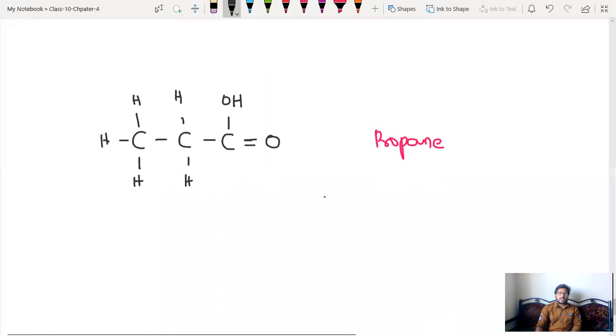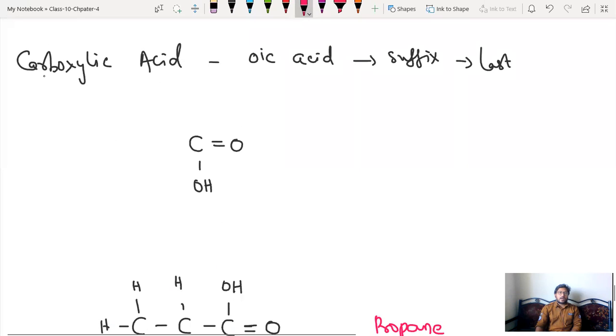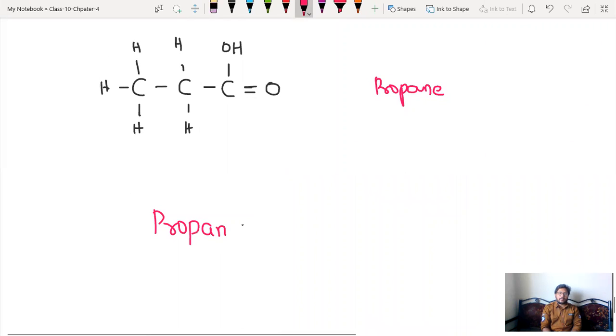So now, what would be the name? First, we have to count the number of carbons. Meth, eth, prop. It is prop. Single bonds between carbons, it is alkane, ANE. It is propane. But a functional group is present. If a functional group is present, E should be removed, and we have to add that respective functional group. What is that functional group? Carboxylic acid. But what is the short form? Oic acid. So it will become oic acid. So the answer is propanoic acid.